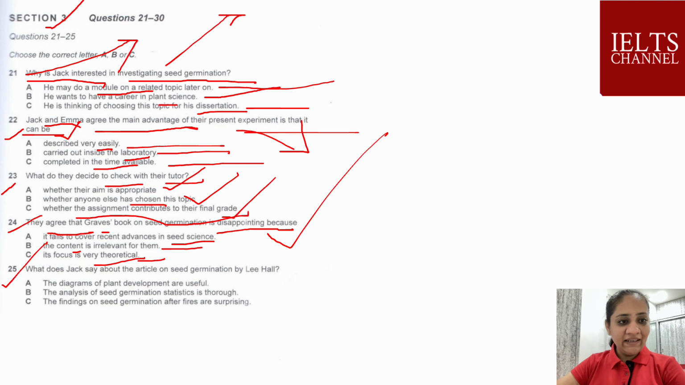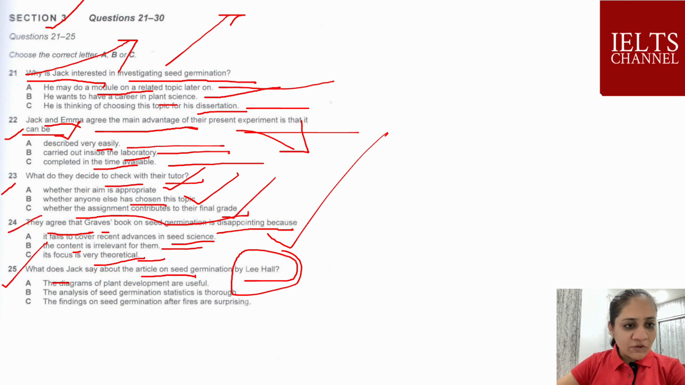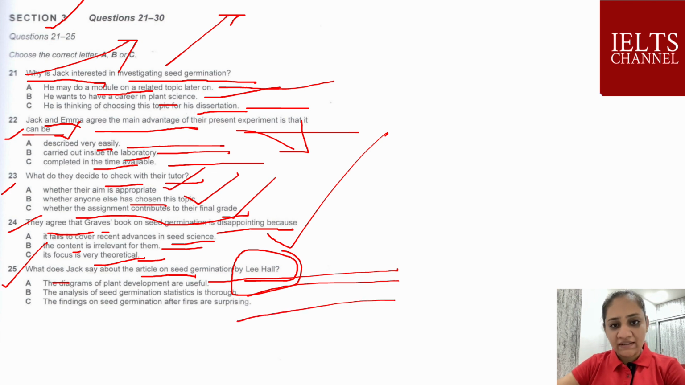Let's see the question number 25. What does Jack say about the article on the seed germination by Lee Hall? So Lee Hall is your keyword, Jack is also the keyword, and article regarding seed germination. So what are the options we have? The diagrams of the plant developments are useful. Okay. The analysis of seed germination statistics is thorough, and the findings on the seed germination after fires are surprising. So fires is the keyword over here. Here is the plant development useful, and here the seed germination statistics is thorough. Fine. So with the help of these options you can find the correct answer.